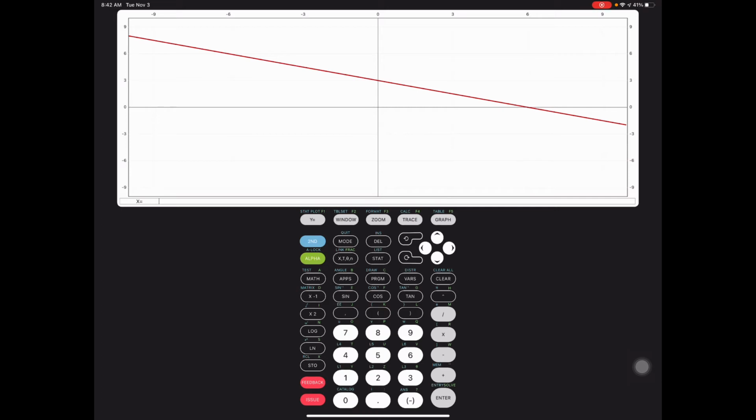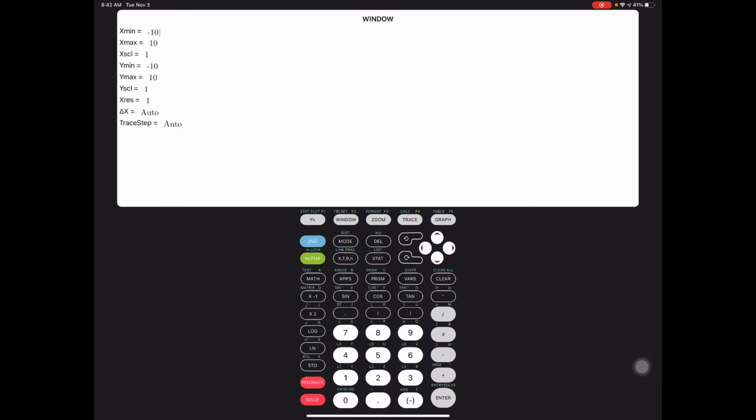If we actually want to look at the window settings, you hit the window key and you can see the -10 to 10, etc. there. You're allowed to change your X min and max. You can also change your scale at any time if you have a problem you're working on that you need to see more of the picture. But this is a good starting point.